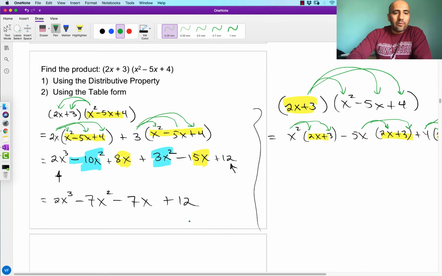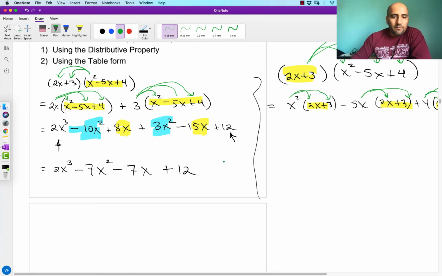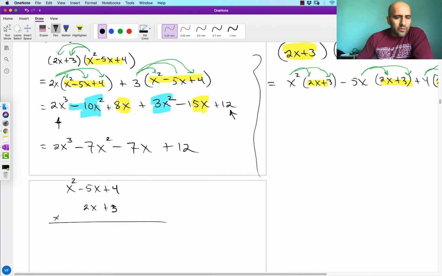And then the other way we could do this is by using the table method. So let's practice the table method. So the other way would be to do this. So we can have x squared minus 5x plus 4, and then 2x plus 3, and we're going to multiply.